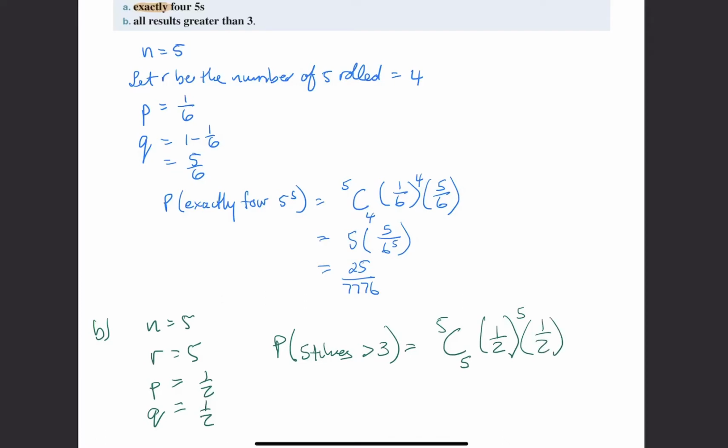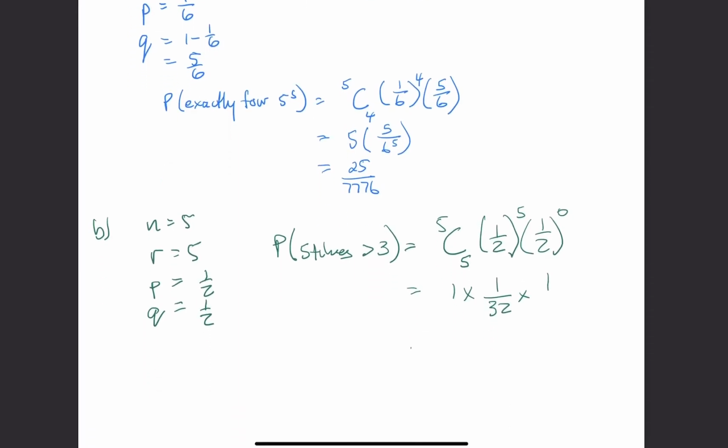and then 0 times not getting it. That will give me 5 combination 5 is 1, times 1 to the power 5 is 1, 2 to the power 5 is 32, and anything to the power 0 is 1. So my answer is 1 in 32.